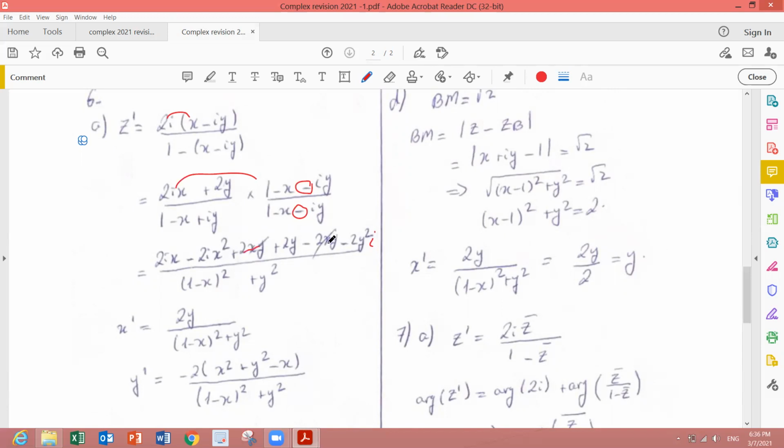Now 2xy minus 2xy is 0. Then x prime is the real part. The real part here is only 2y over 1 minus x squared plus y squared. This is the real part.